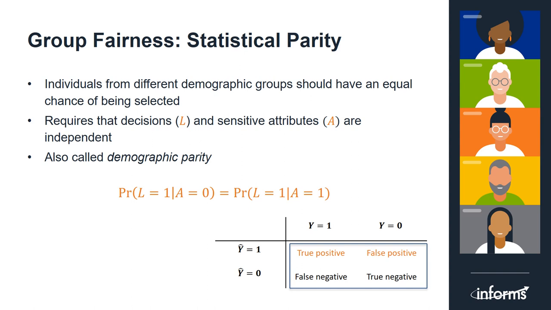Because of the conceptual flaws in statistical parity and its variants, several new group fairness notions have been proposed in recent years. And these fairness notions consider not only the final decision L, but also the true label Y. The underlying idea is that the label Y can serve as the ground truth of qualification.